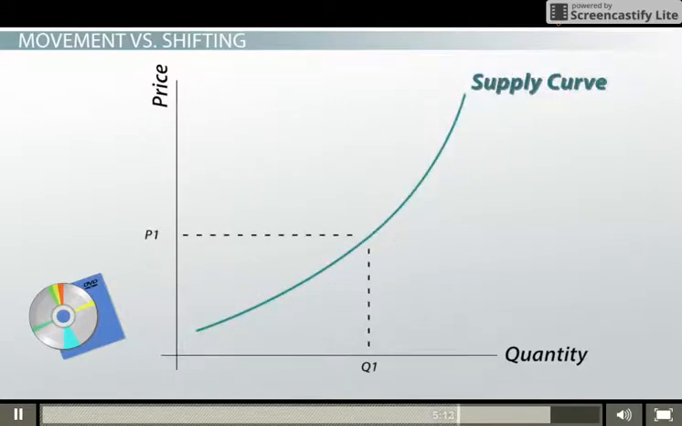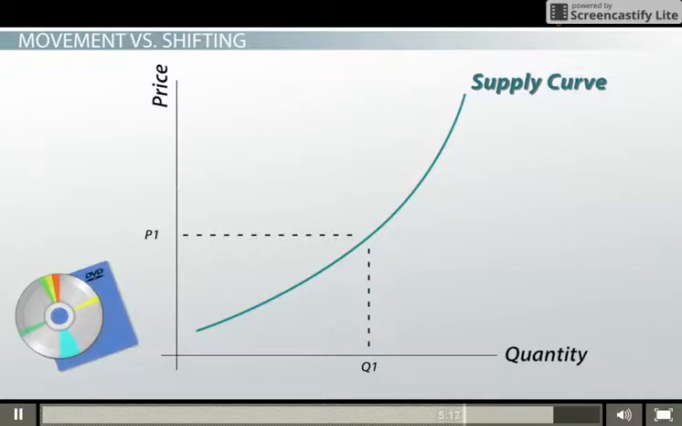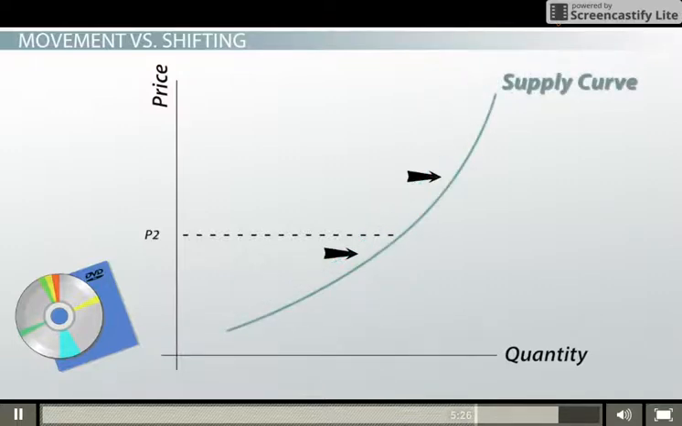Now let's assume the DVD manufacturer bought a new machine that could produce 30% more DVDs in a day and do it 20% cheaper. This technology or manufacturing improvement will actually shift the supply curve outward, or to the right. The DVD manufacturer is now willing to produce more DVDs at even lower prices than before. You can see this by looking at the new intersection on the graph, P2, Q2, shown here.